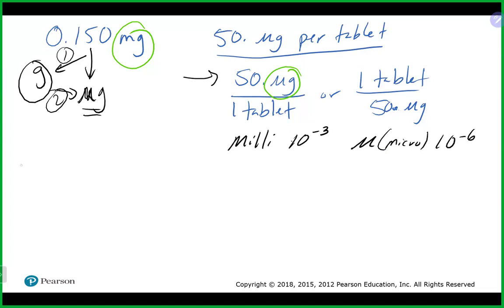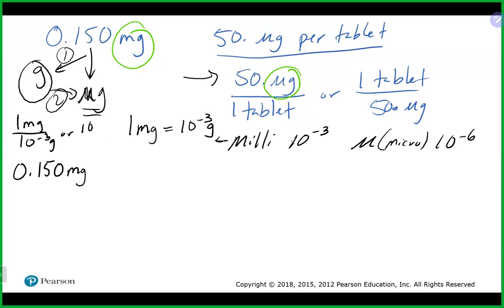So we're going to start with my 0.15 milligrams. And I'm going to use my milli conversion here. That means in 1 milligram, there is 10 to the minus 3 grams. You could also use 1,000 milligrams is 1 gram as well. It's the same thing, so if you want to use the bigger number, you can. That gives me two conversion factors to use: 1 milligram over 10 to the minus 3 grams, or 10 to the minus 3 grams over 1 milligram.